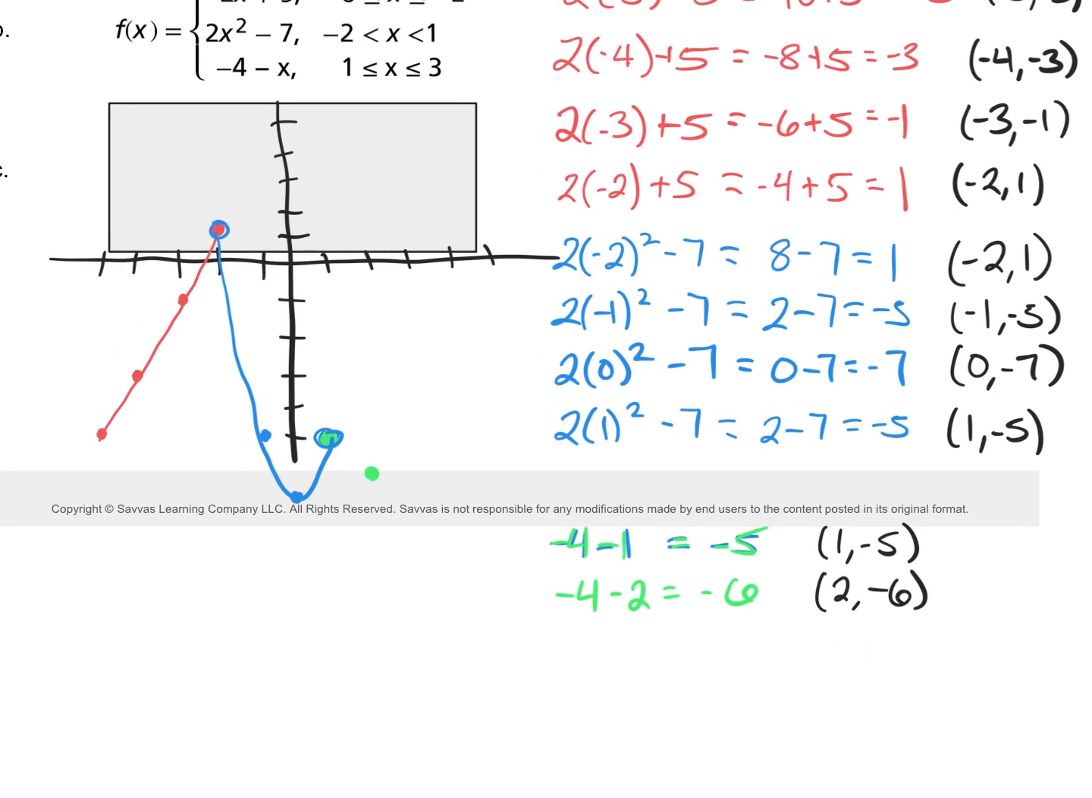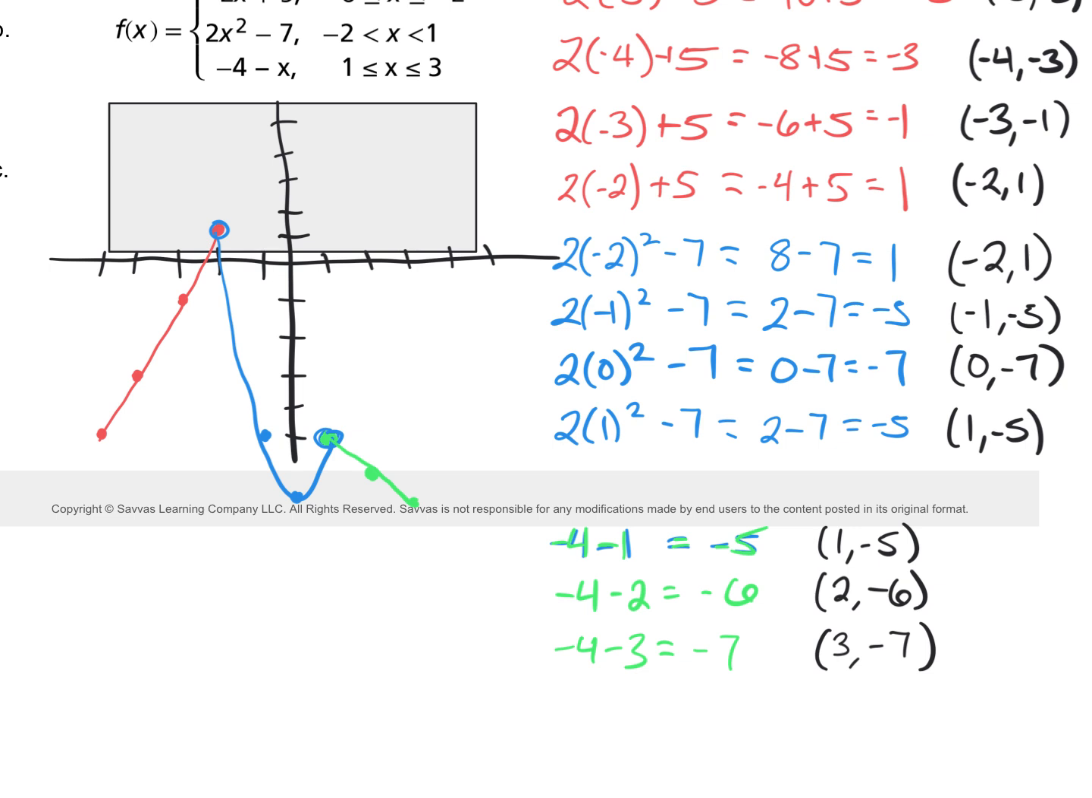And now we have one more. Why do I know we have one more? Because you can't go above 3, since that's where our interval stops. So our last one is 3. We plug in negative 4 minus 3, which is negative 7. Our coordinate is 3, negative 7. So we fall here, and then you can draw your line.